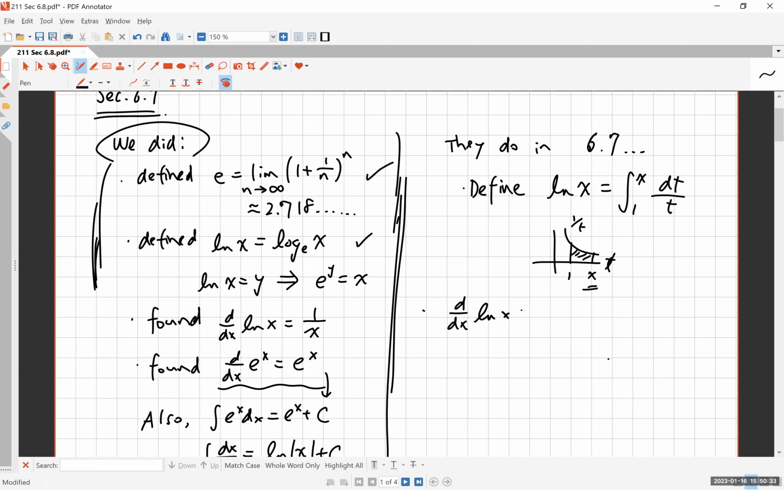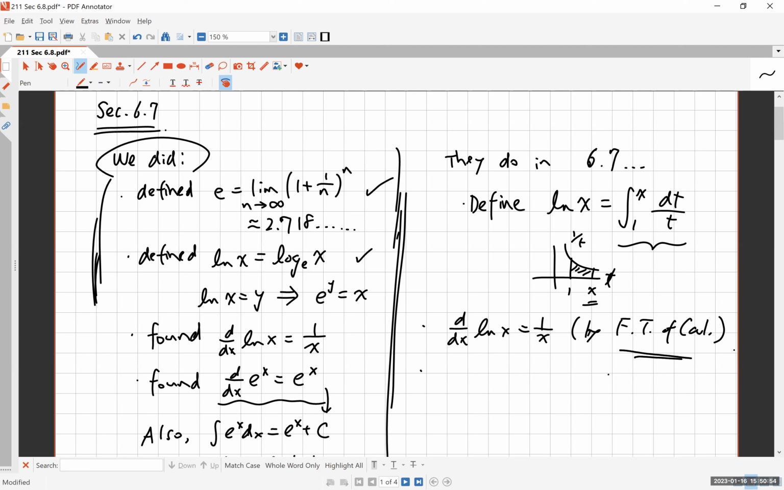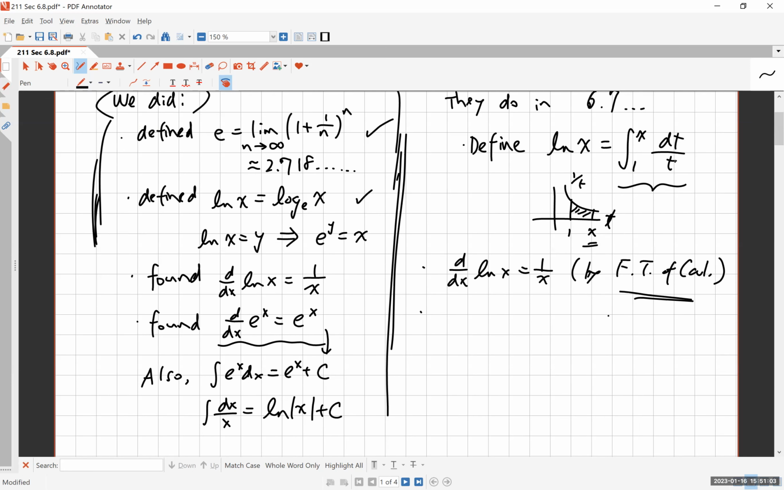d/dx of Ln of x is 1 over x by the fundamental theorem of calculus, because the fundamental theorem of calculus says this integral, the derivative of that, has to be 1 over t or 1 over x in this situation. Okay, that's really by the theorem, because this theorem says the derivative of this integral, the area function, has to be the integrand itself, which is the reciprocal function.